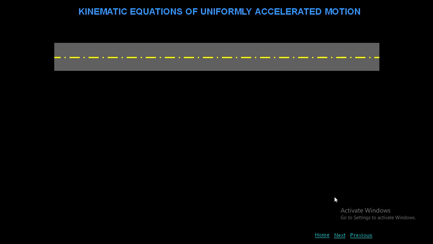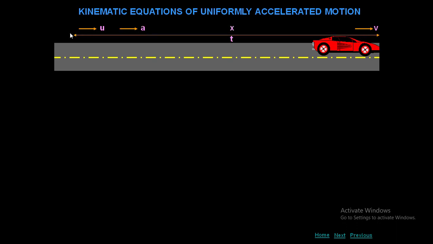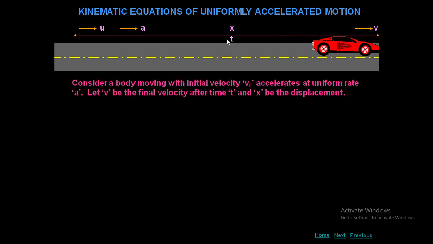So let us consider a straight line path where the body is moving with uniform acceleration. Its initial velocity is u and final velocity is v, where a is the acceleration of the body. Suppose it traveled a distance of x in a time interval of t seconds. Consider a body moving with initial velocity v0 or u accelerated at a uniform rate a. Let v be the final velocity after time t and x be the displacement. We can also represent it with s.